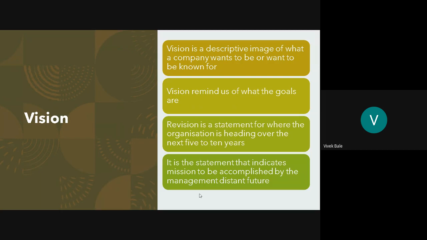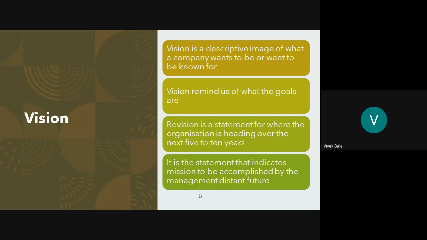Vision means a descriptive image of what you want to be and what you want to be known for. Suppose in future, after completing your education, you want everybody to know you as a social worker. Your vision is that you want to be a social worker and help the people. In that case, vision reminds us, the companies, about what the goals are.